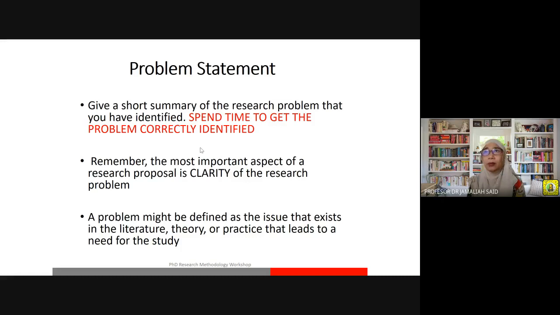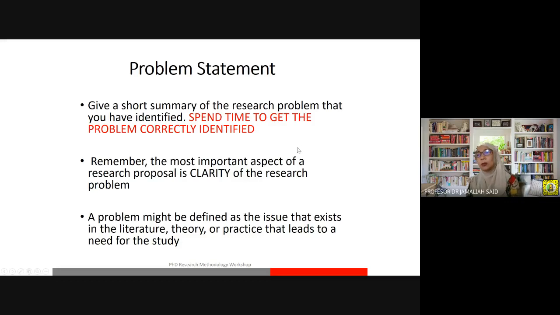You can discuss a lot with supervisors on how to write a good problem statement. But I'm going to show you some examples. I don't say that it is extremely good, but it's acceptable. Remember, the most important aspect of a research proposal is clarity of the research problem. That's why I put it in red. Clarity of research problem, and not many students are able to write a clear problem statement.